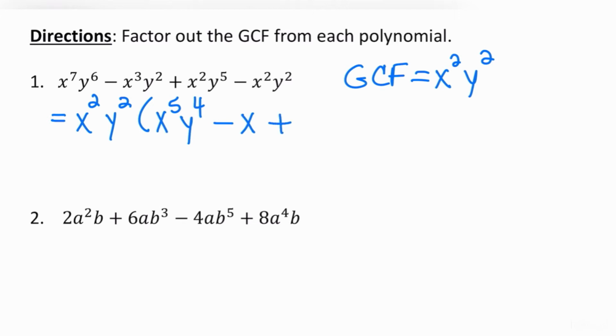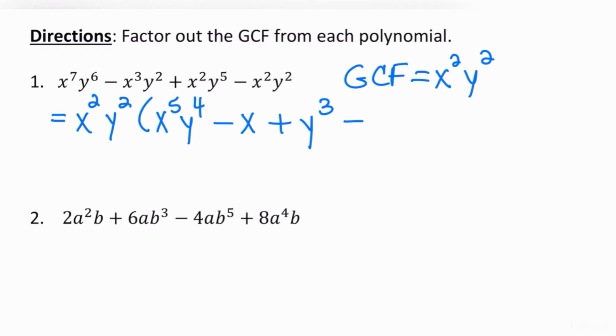Plus x squared, y to the 5th. If I factored out x squared, y squared, again, the x's, there's no need for me to write any more x's. But the y to the 5th and then y to the 2nd, the difference in the exponents is 3 because I'm subtracting. And then something interesting is going to happen here in the last term.